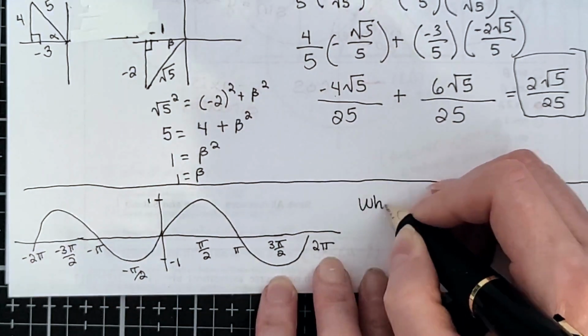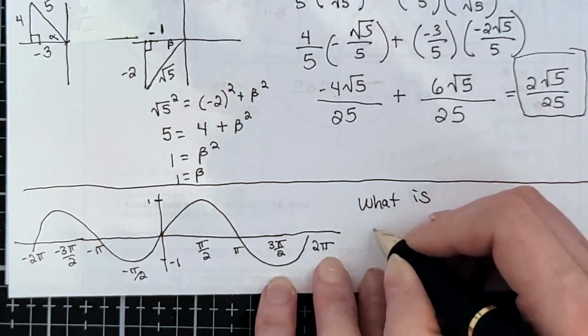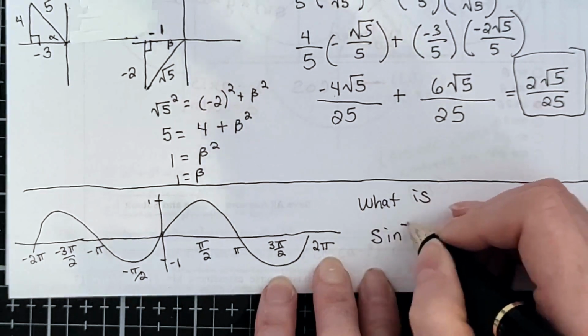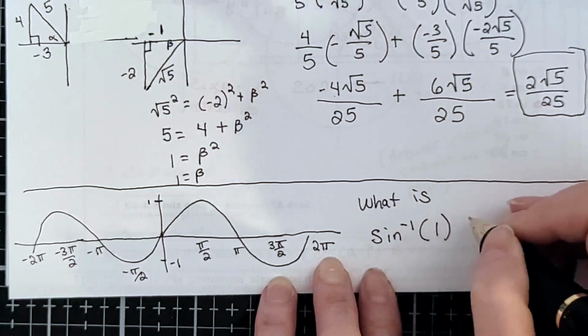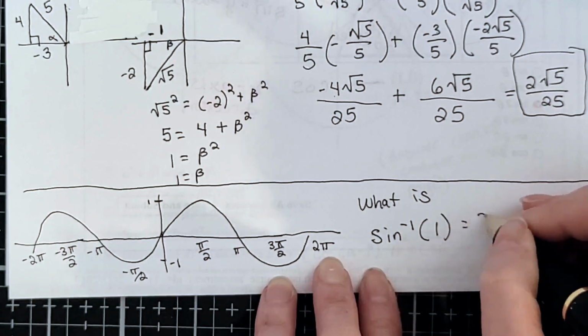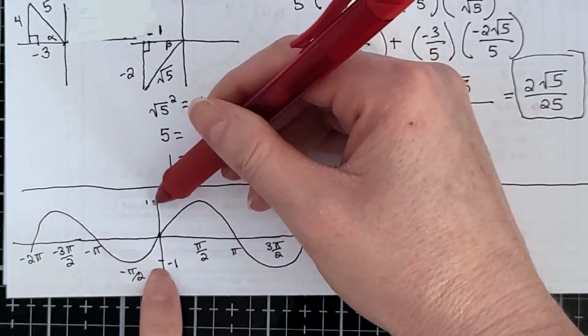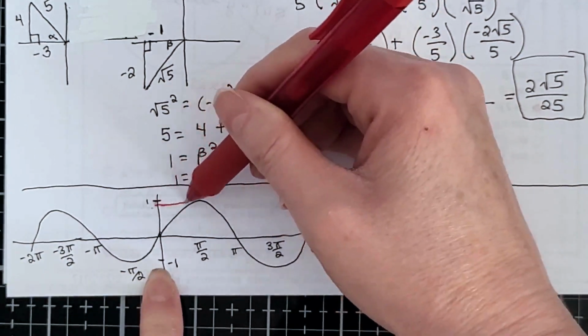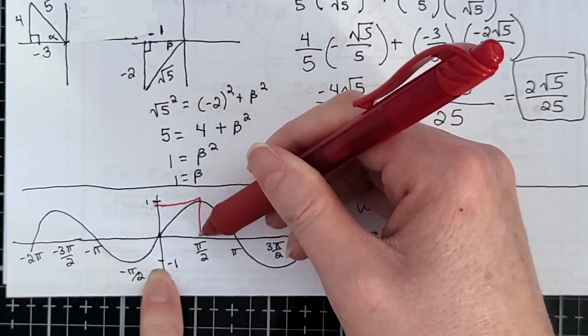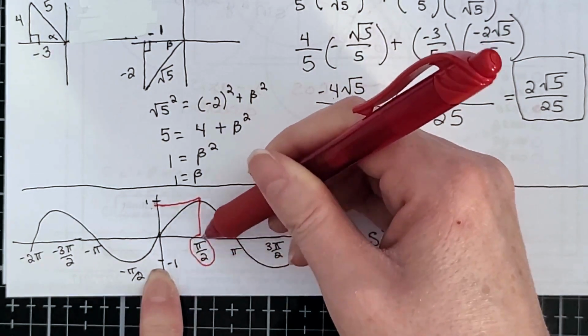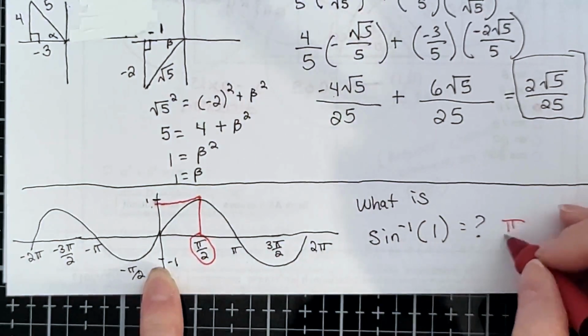So it will say, what is sine inverse of 1? And I'll just have like a question mark or something like that. Okay, so all you have to do, you're reading it right off of the graph. So you come over to the 1, and then you would read down, and you read the x coordinate. So my answer would be pi over 2.